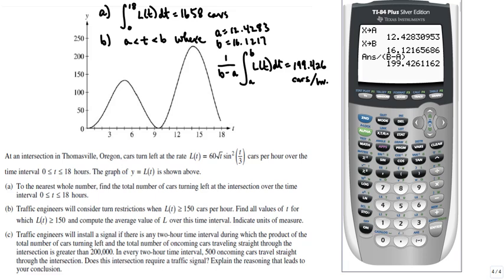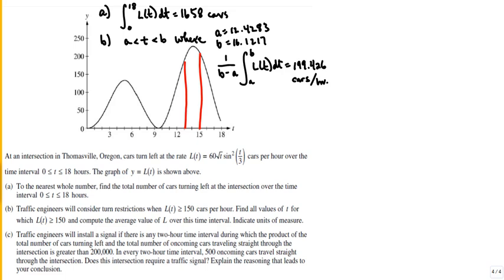So it makes sense that we go to the highest peak on the graph, which is around t equals 14, and go 1 hour to the left and 1 hour to the right. So my lines are a little crooked there, but we want to go between 13 and 15, and we don't want the average number of cars, we want the total number of cars, which is just the integral over that period of time. And so we're going to multiply 500 times the integral of L of t dt, and if that is greater than 200,000, then we need a traffic signal.